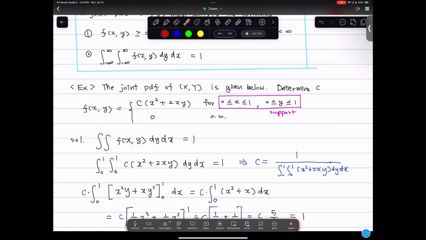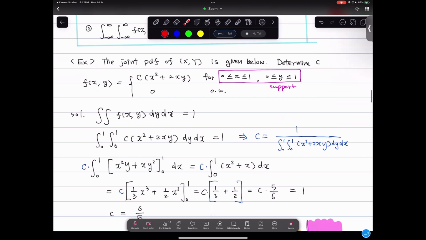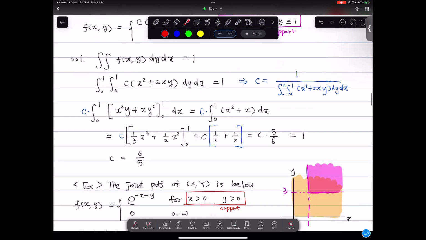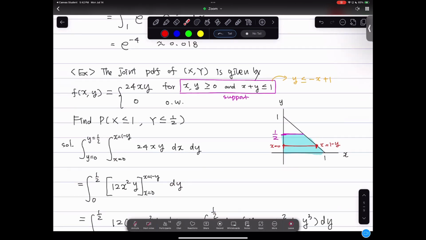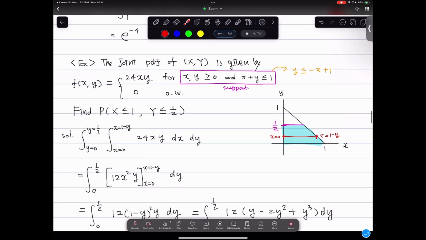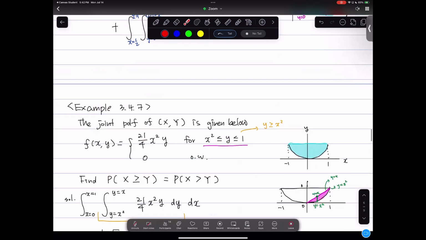There must be a particular number C, otherwise it cannot be a PDF. So we talked about finding the C so that this whole function becomes a joint PDF. We did all these calculations last time. Then we found the probability, which means finding the volume over that XY region. We did that and got this.